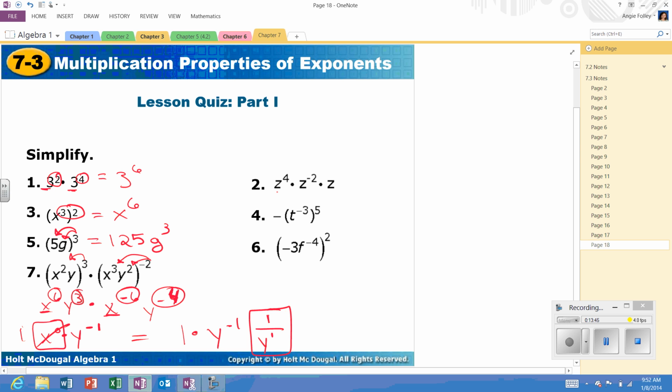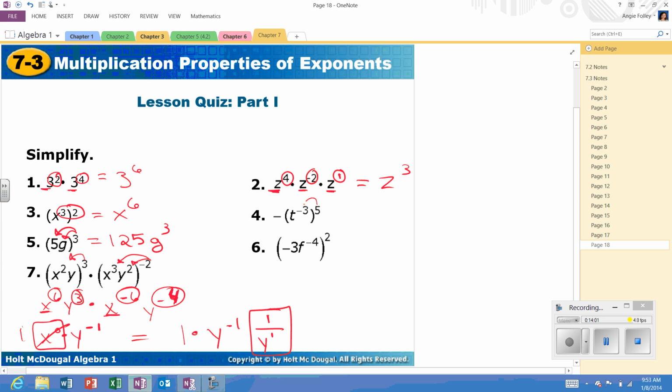Okay, with this next one, we've got the same base. So we're going to add exponents. And remember, if it's not written, this is just a 1 there. So 4 minus 2 is 2. Plus 1 is 3, so we've got z to the 3rd.